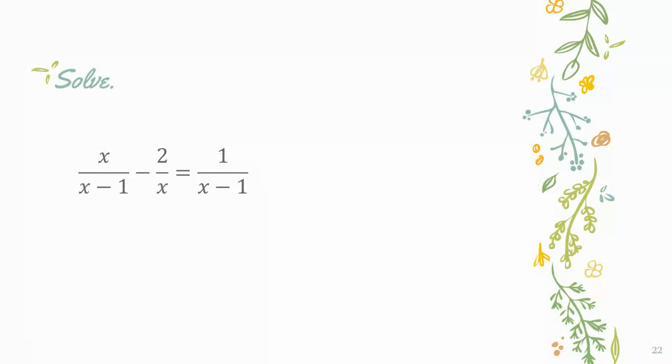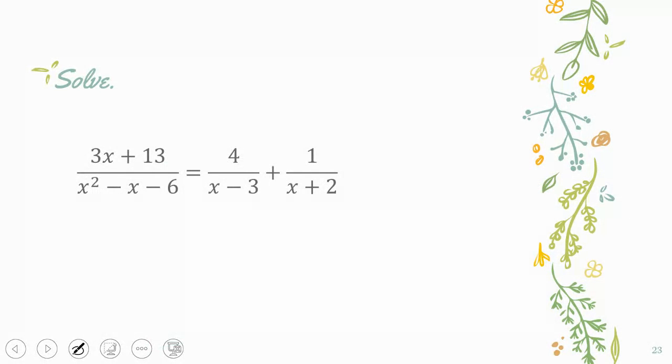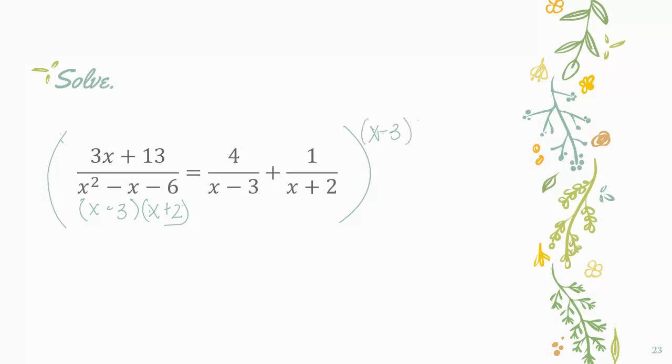That's very, very important. Now, on this one, I'm going to want to factor in order to be able to see what my factors are that I'm working with, okay? And I can see that my common denominator is going to be x minus 3, x plus 2. Which means that on this first fraction, they both cancel, and I'm left with 3x plus 13.